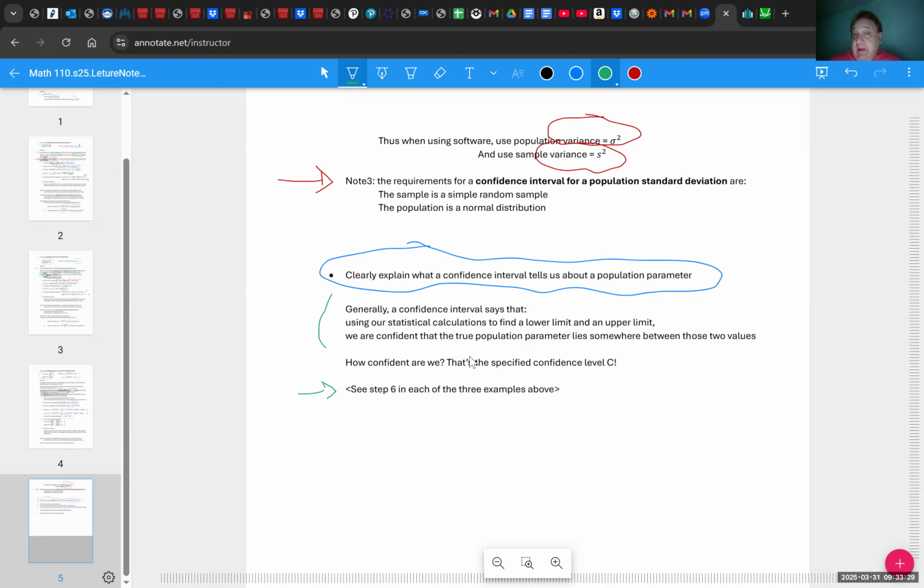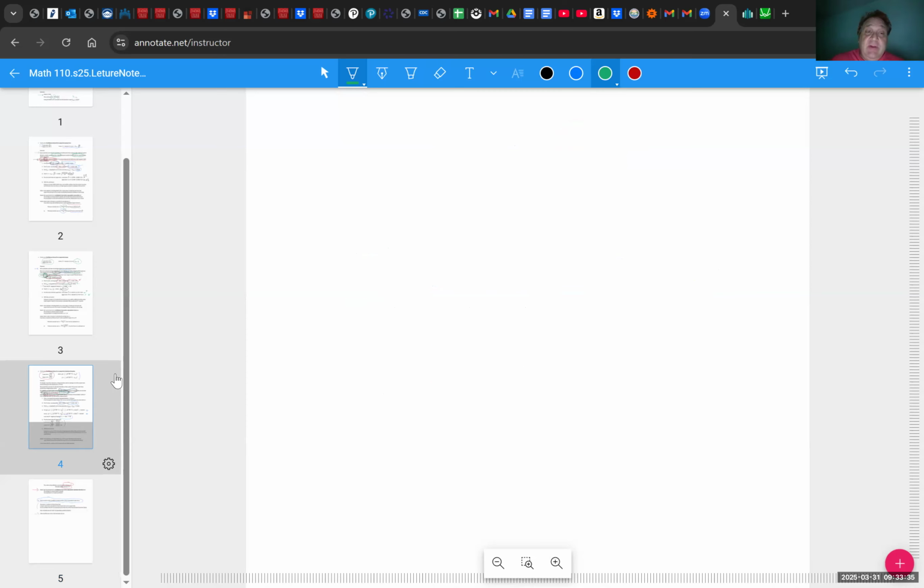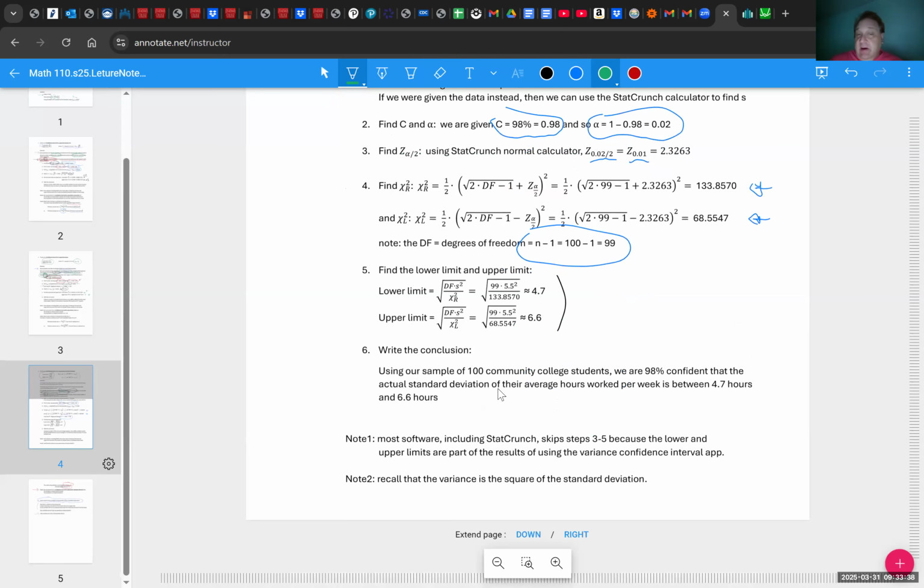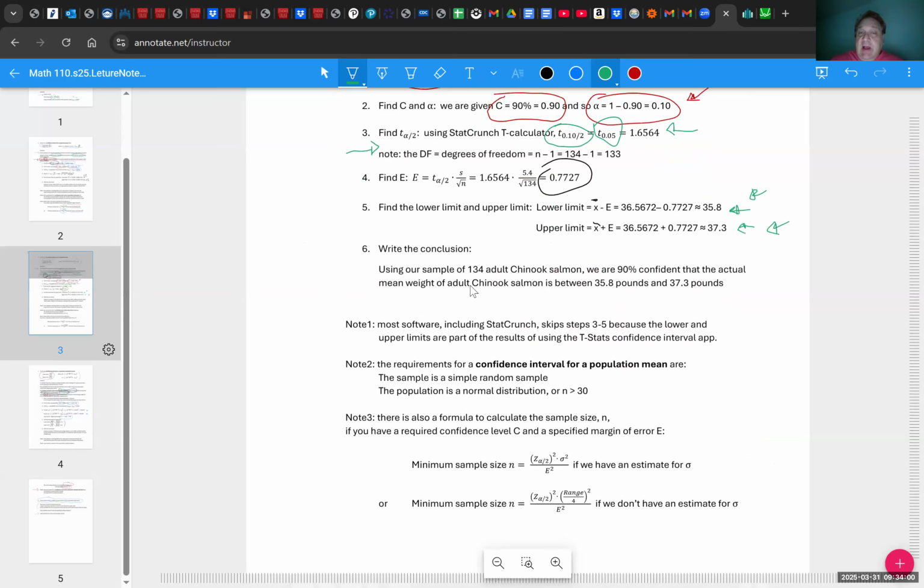So I did try to write out the explanation of what the confidence interval tells us in each of these 3 examples. In the previous example, I said our sample of 100 community college students tells us we are 98% confident that the actual standard deviation is between 4.7 hours and 6.6 hours. That's how you understand what a confidence interval tells us. In the example before that, we were 90% confident that the actual mean weight of adult Chinook salmon was somewhere between 35.8 pounds and 37.3 pounds.